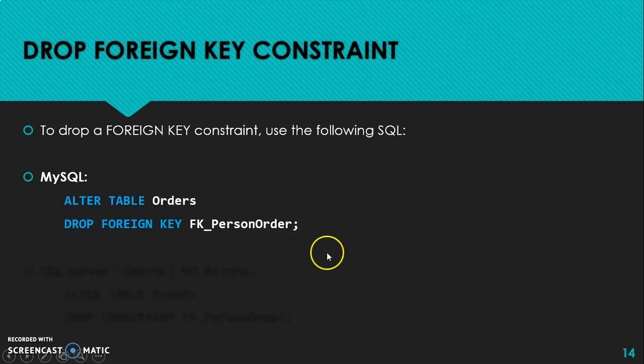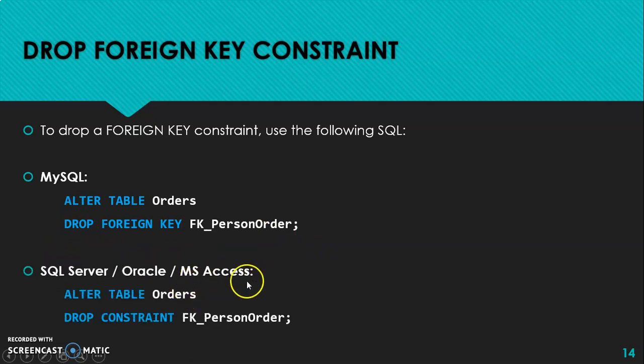Then we have SQL Server, Oracle or MS Access. In that, alter table orders, drop constraint and the constraint name. You need not specify whether it is a foreign key, just directly drop constraint with your foreign key constraint name. So this is how you can drop the constraints of the foreign key.